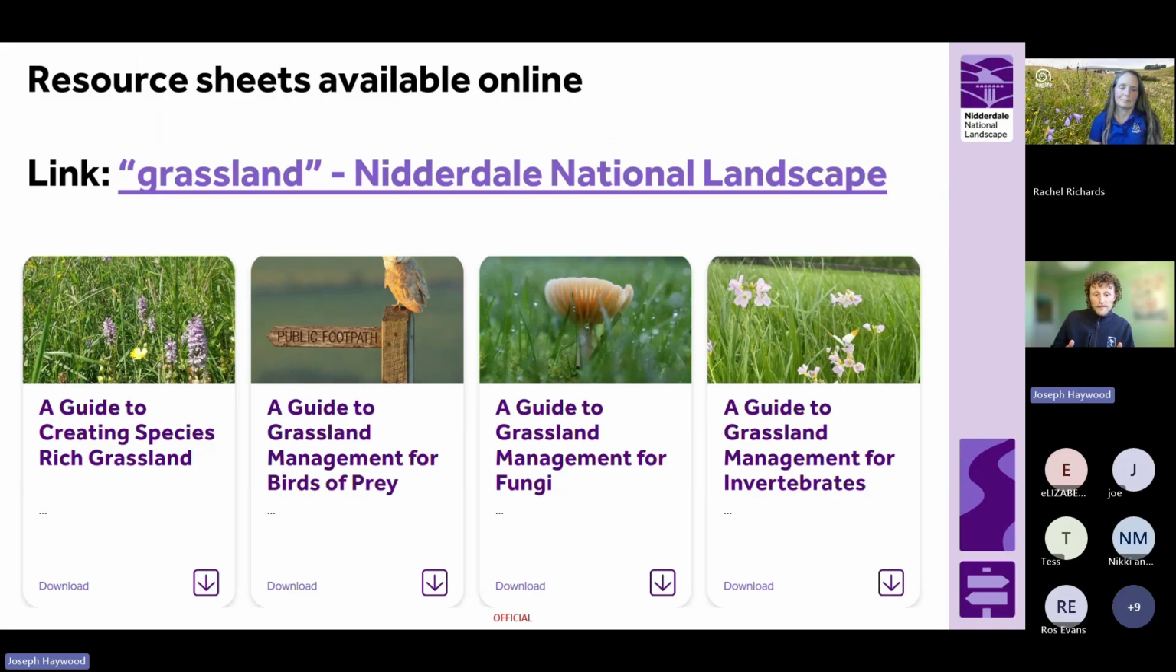There are resource sheets available online on the Nidderdale National Landscape website, as well as Buglife. Our resource sheets are focused on grassland creation and management for loads of different aspects, whether it's birds of prey, fungi, invertebrates today, or maybe you're starting from the bare bones and you want to create a species-rich grassland initially. So go on the Nidderdale National Landscape website, search grasslands in the top right search bar, and you'll be able to find these resource sheets. And we're constantly updating them with new information that I've been learning from this series of webinars.